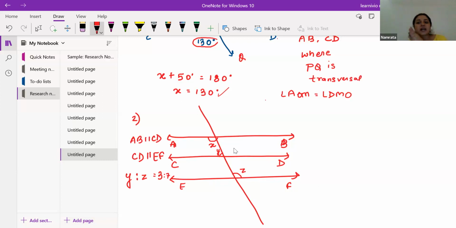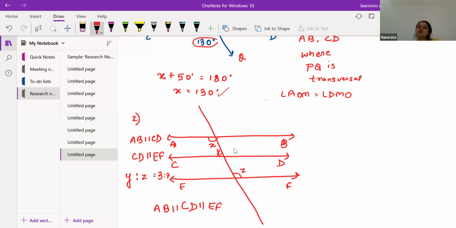So if AB is parallel to CD and CD is parallel to EF, there is a theorem which says that if the first two lines are parallel and the next two are parallel, then all three are parallel with each other. So we can say clearly that AB must be parallel to EF. That means all three are parallel with each other.